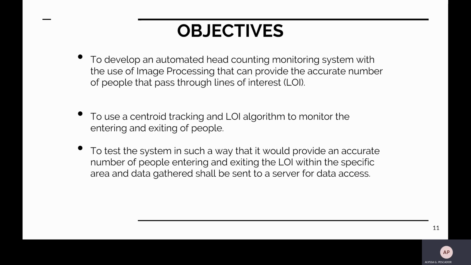Specifically, the study aims to develop an automated head counting monitoring system with the use of image processing that can provide the accurate number of people that pass through lines of interest, to use a centroid tracking and LOI algorithm to monitor the entering and exiting of people, and also to test the system in such a way that it would provide an accurate number of people entering and exiting the LOI within a specific area, and data gathered shall be sent to a server for data access.